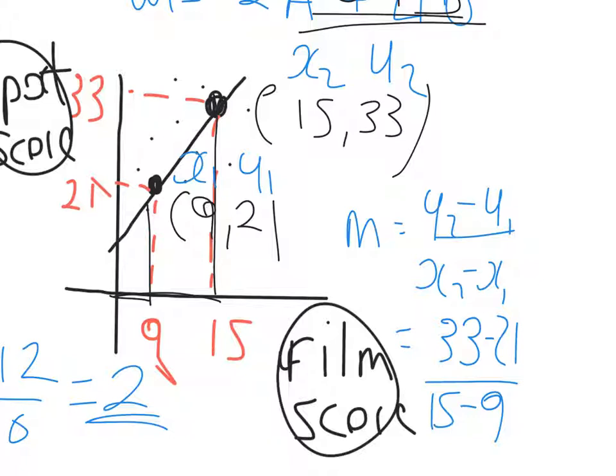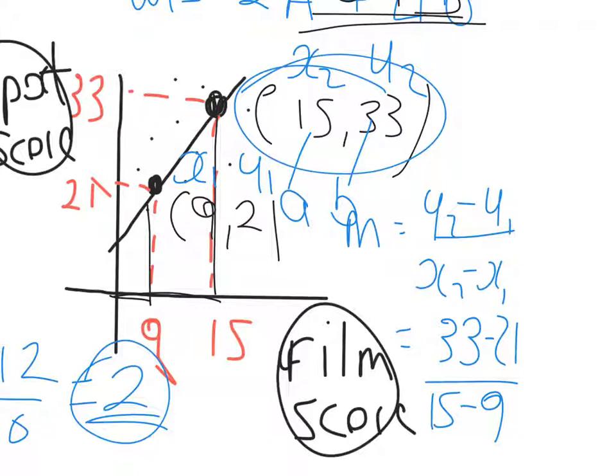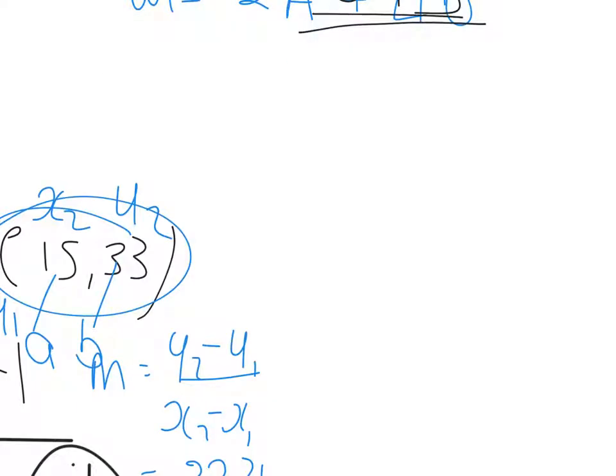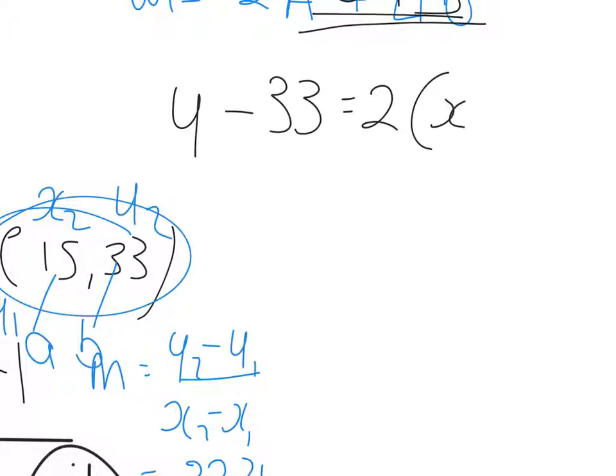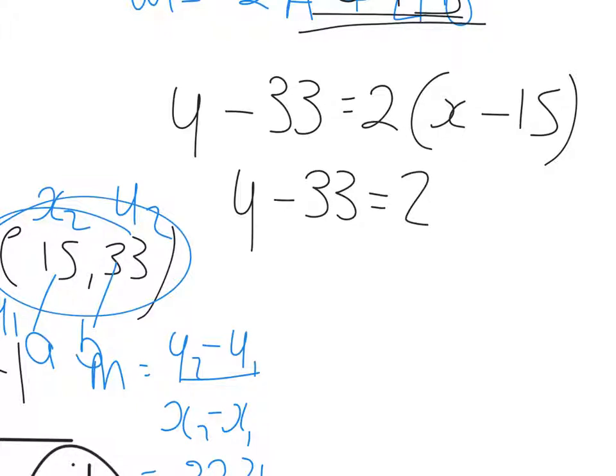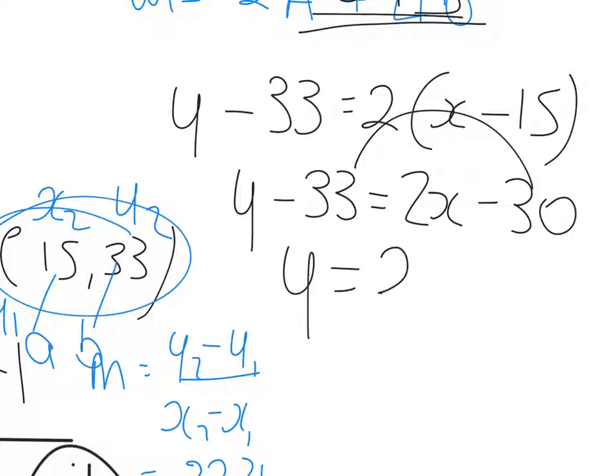So we then choose a point that lies on the line and sub into y minus b equals m bracket x minus a. Again, it doesn't matter which one, so this time let's choose (15, 33), so that will be a, b, and there's my gradient, m. So that will be y minus 33 is equal to 2 bracket x minus 15. That's y minus 33 is equal to 2x minus 30. Bring the minus 33 across, change its sign, that's y equals 2x plus 3.